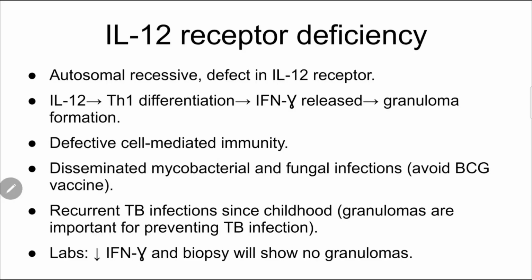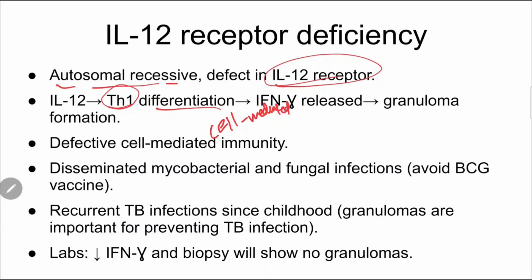Next is interleukin 12 receptor deficiency. And this is going to be an autosomal recessive defect in interleukin 12 receptor. I've talked about interleukin 12 before, but just for a recap, interleukin 12 is released by macrophages, and then it induces T helper 1 differentiation. Do you remember what's the purpose of T helper 1? Yes, T helper 1 is responsible for cell-mediated immunity. So cell-mediated.